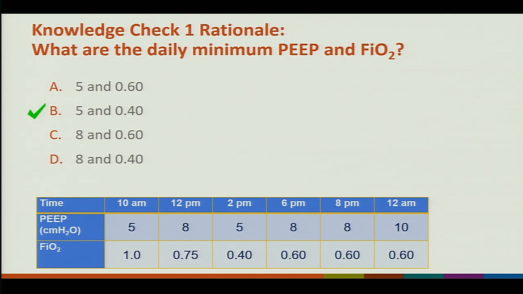Okay, and the correct answer was B, and most of you did select that. A PEEP of 5 and an FiO2 of 40. In this instance, the settings are documented every 2 hours, so each value is maintained for greater than 1 hour.